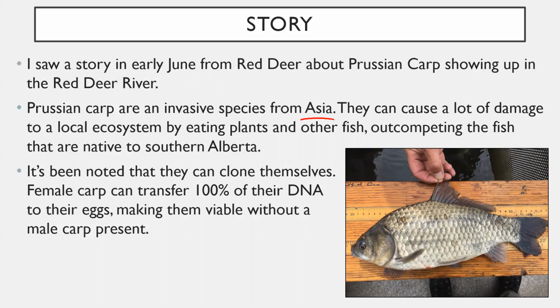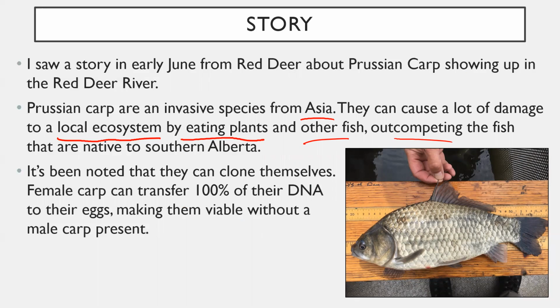And this is a problem because it can cause a lot of damage to a local ecosystem by eating plants, like little weeds that grow in the rivers and stuff, and other fish, which outcompete the fish that are native to southern Alberta, right? So these carp just propagate themselves all over the place, and then they eat a bunch of the food, and then of course the other fish that are already there are now outcompeted, and a lot of them will die off, right?